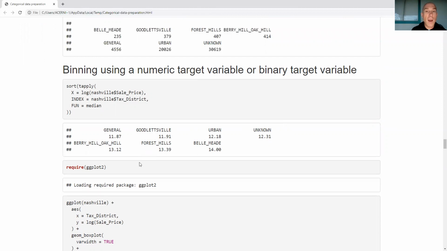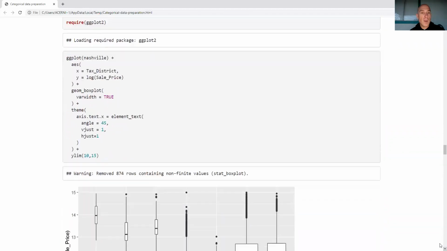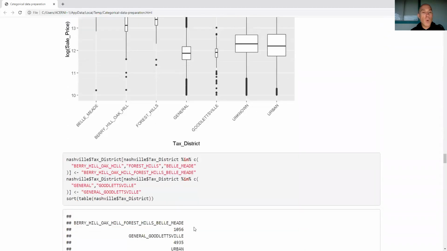Okay, so this is bigger than unknown, urban, and general, and those were the big ones. Unknown is a pretty big chunk of the data. So that tells me that overall, these are relatively more expensive homes. So let's go ahead and put all three of these together. Also, the medians are relatively close to each other. Could be closer. So here, I'm going to bin all of these into one level.